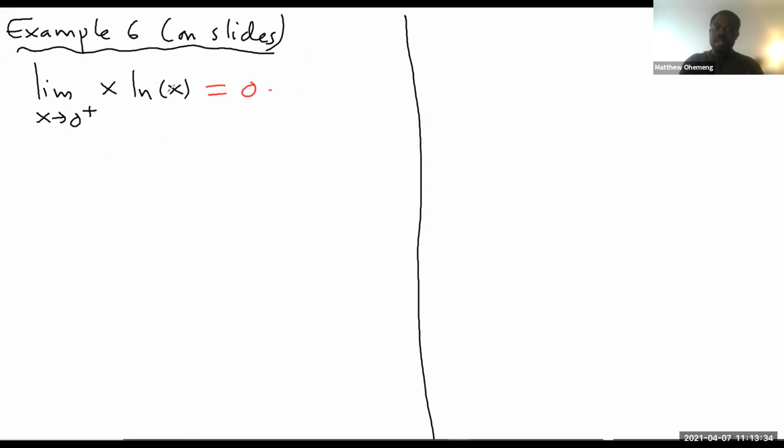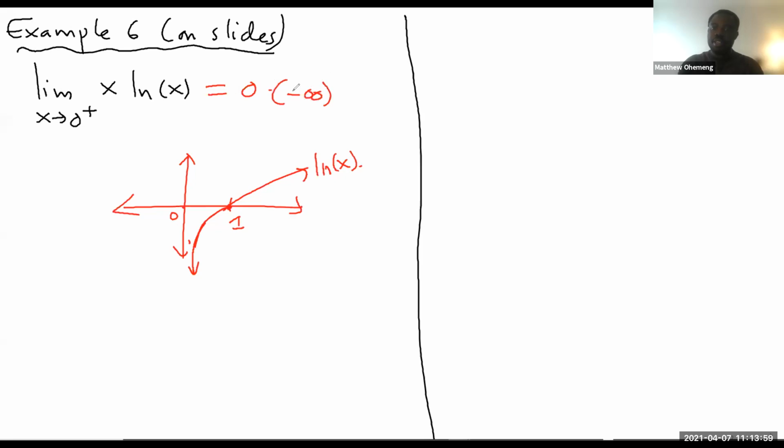Now what about this one, the ln of x? Well, if you recall, for the ln of x function, this is how it behaves. At 1, it is 0, right? And then as it approaches 0, it approaches negative infinity like so. It's like this, this ln of x. So that means for the ln of x as x approaches 0 from the right, that one is going to be what? Negative infinity. So this is 0 times negative infinity. That means it's an indeterminate product.